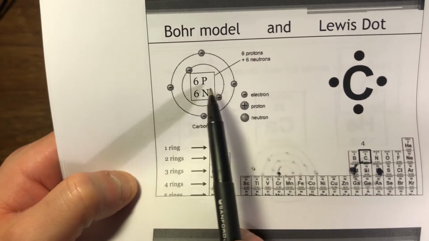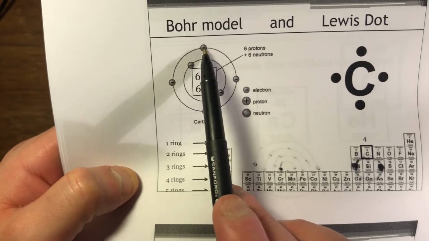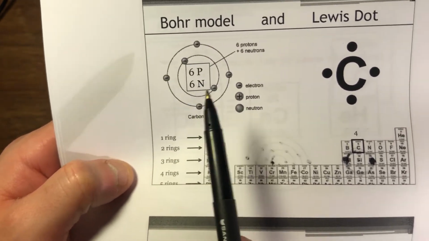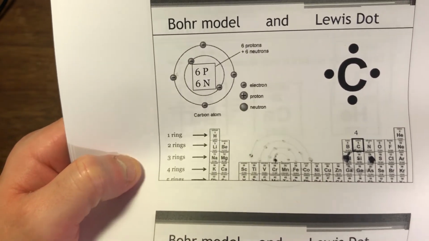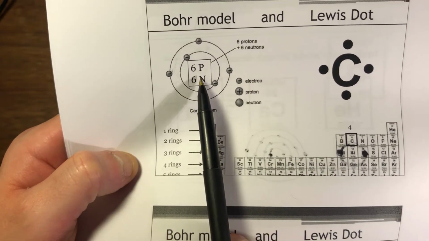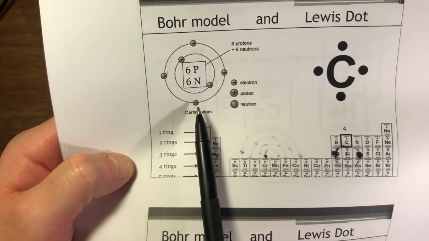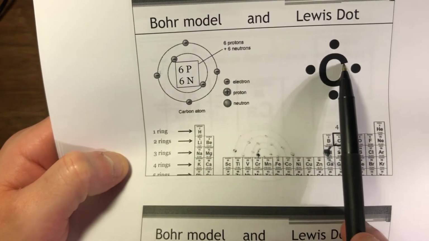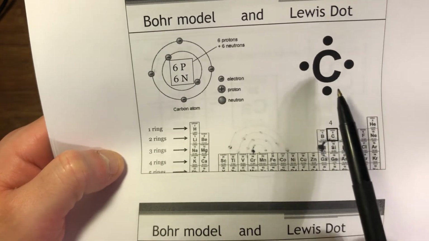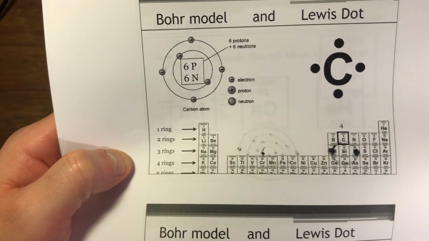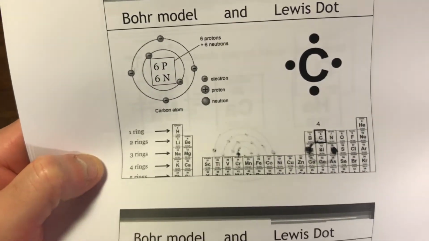See, we don't really care about these inner ones. They're not really dealing with the bonding on the outside, which isn't exactly true. Okay, so carbon, which the Bohr model looks like this, all complicated, gets reduced down to just the symbol for the element, and then just the number of valence electrons represented by dots on the outside of the symbol.